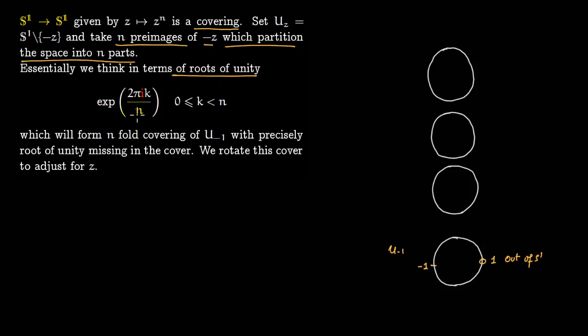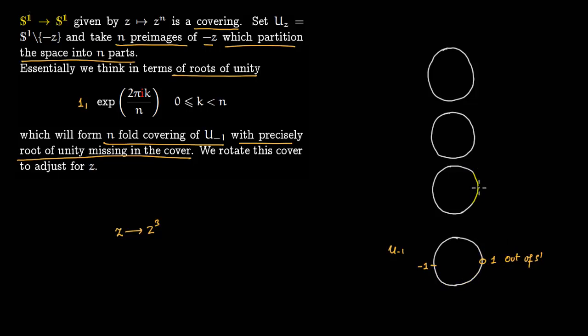So these are the n roots of unity from 0 to n minus 1. So obviously for 0 you will have 1. So we will form an n-fold cover of u of minus 1, with precisely one root of unity missing in the cover. So here we will form a 3-sheeted covering. So you will have this map Z to Z3, or here we are taking this as minus 1. So this 1 is missing here.